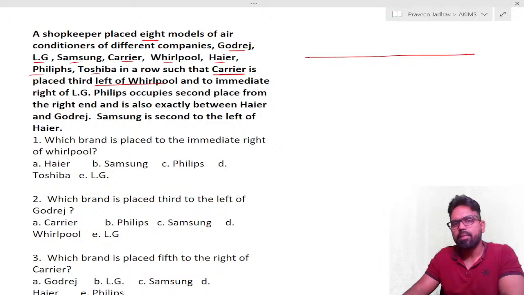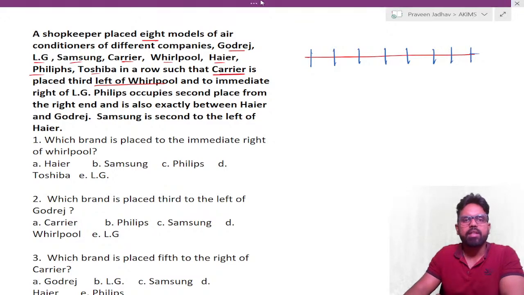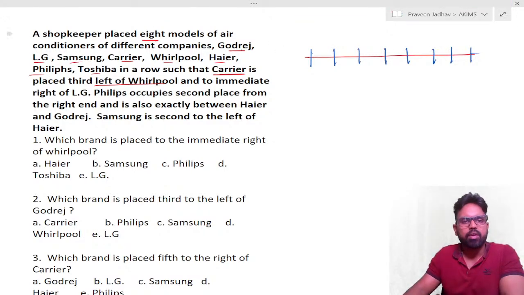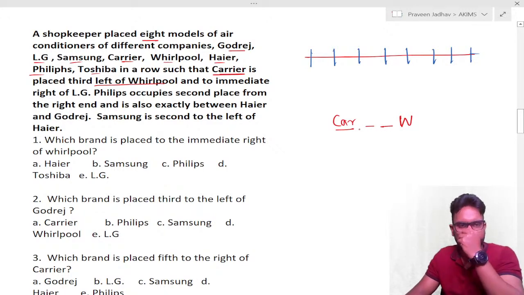Can I draw a straight line? 8 models are there. Do I need 8 blank spaces? One, two, three, four, five, six, seven, eight. Eight blank spaces are there? No. Listen to me carefully. Carrier is placed third to the left of Whirlpool. If this were Whirlpool, first to the left, second to the left, third to the left. Who is there? Carrier.